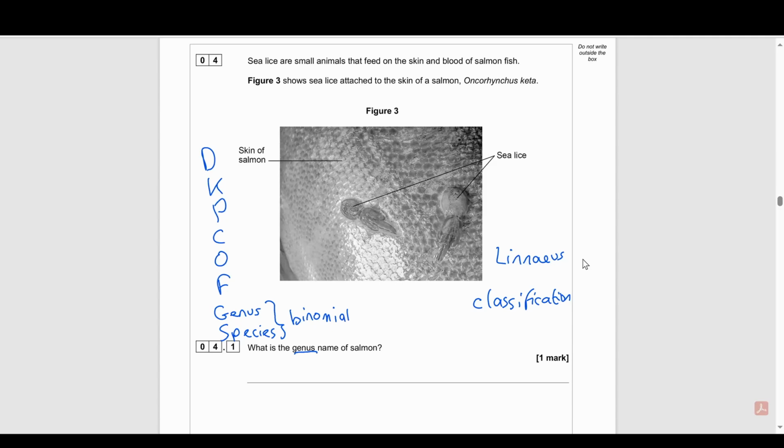In this question now, our binomial name of our salmon is here. What we're looking for then is the genus, which will be the first name of the species. So we just need to state that first name.